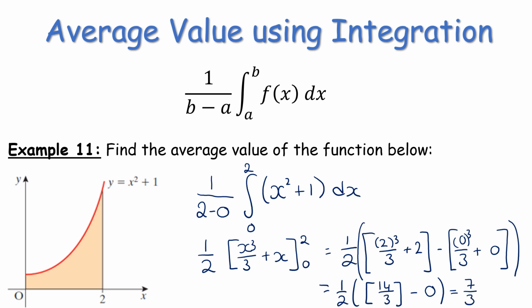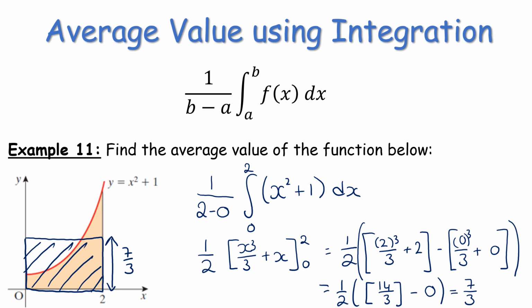And again, this is not going to be square units. What this is effectively telling us is, if I were to draw this as a rectangle like this with the same area as the shaded piece, this height would be 7 over 3. That's what the average value is telling us.